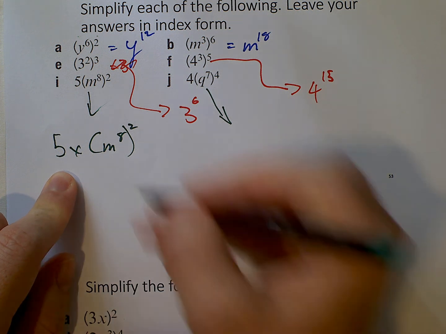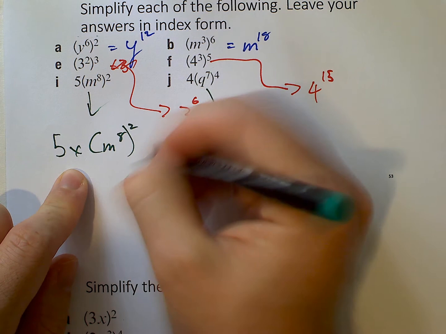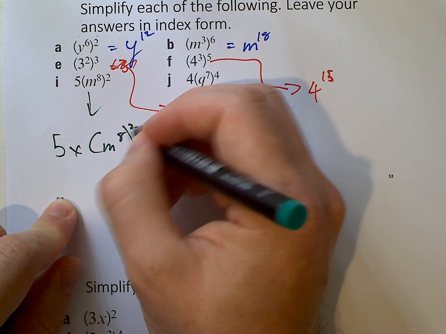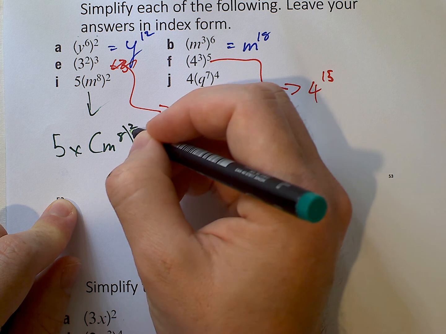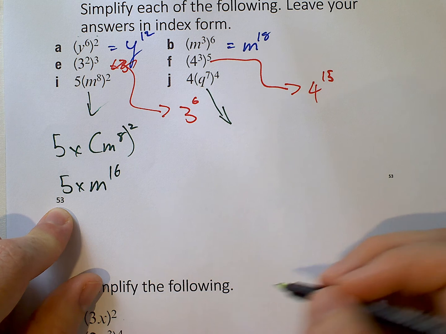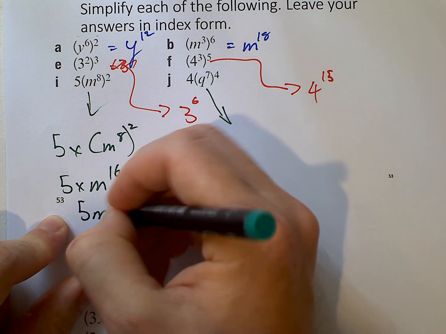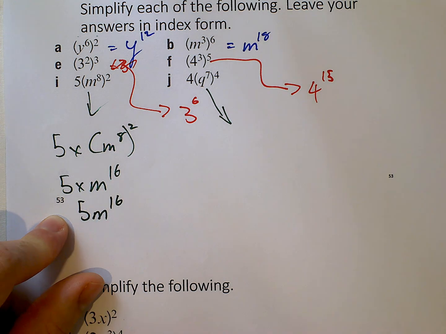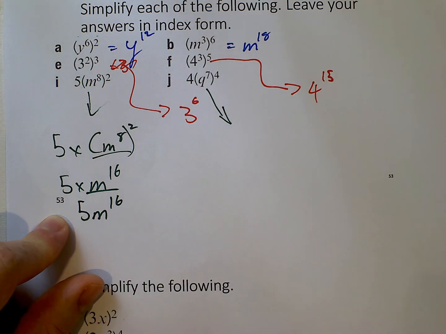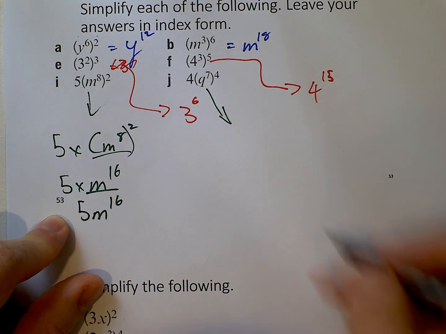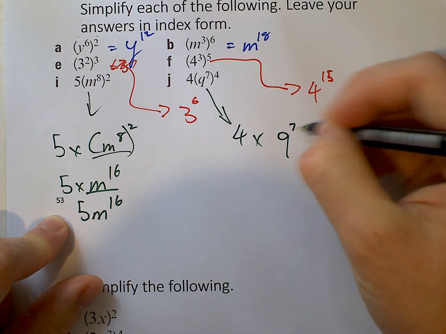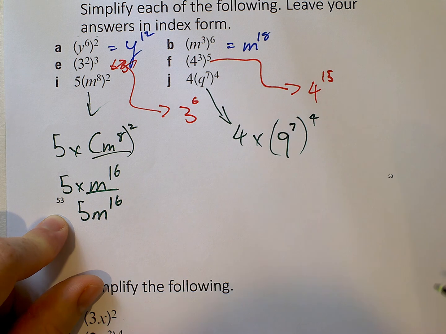So here, we're going to be working on this section here. So m to the power of 8 times 2. So 8 times 2 gives us 16. So it's 5 times m16. And then we can put that back together. 5m16. And that's our answer. So we're just focusing on this part and computing this part by separating them, and then we bring it back together.